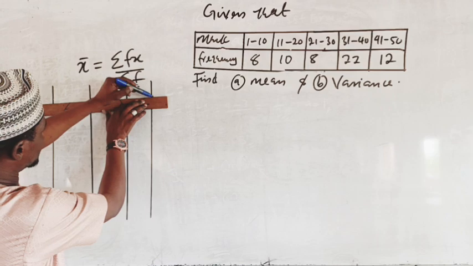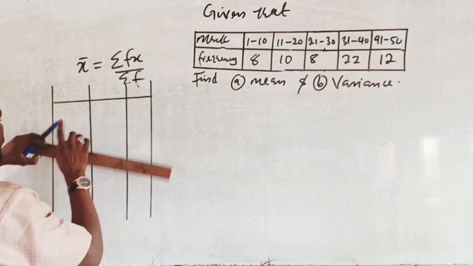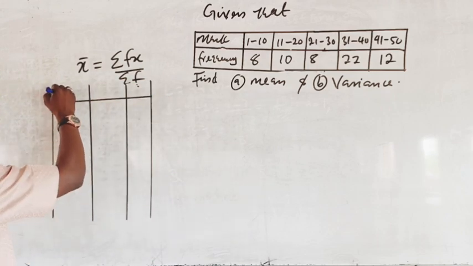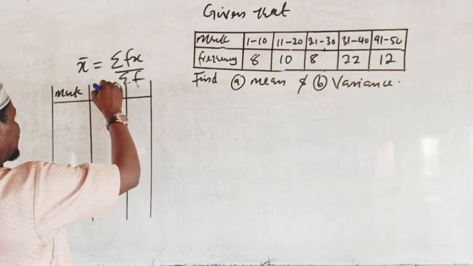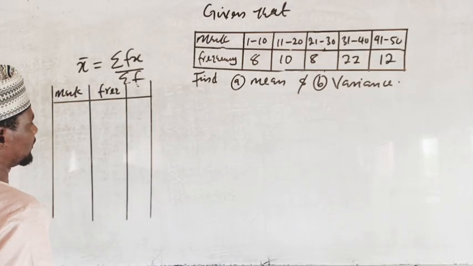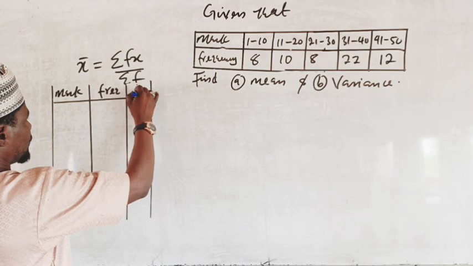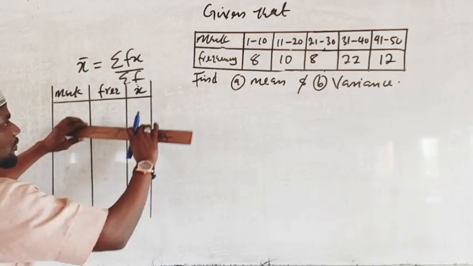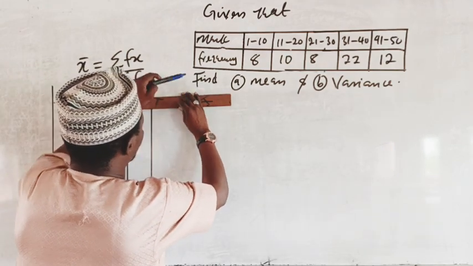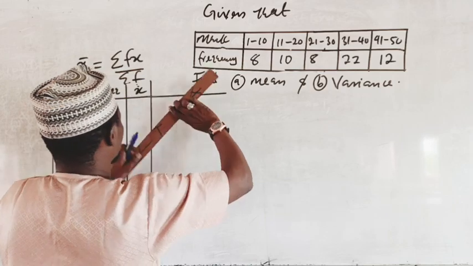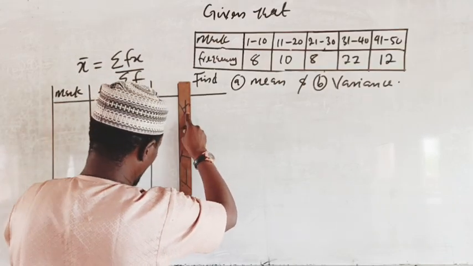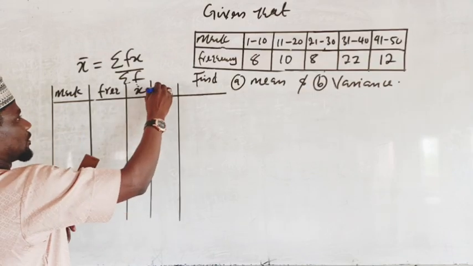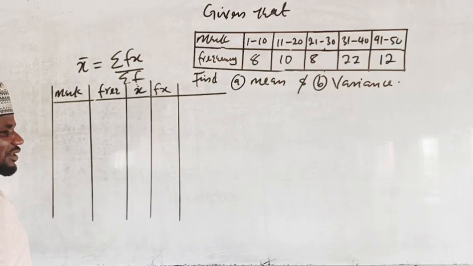Now, in the first column we have the marks, that is the class interval. Next, we have the frequency. After frequency, we have the class mark, which is x. From there, we have another column, which is fx. So from there, we can have other columns when we come to find the variance.